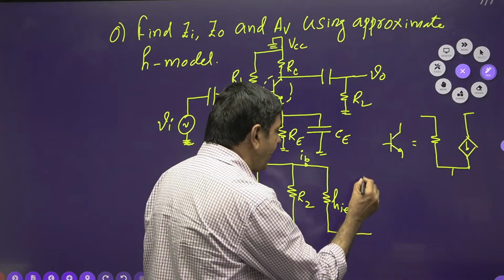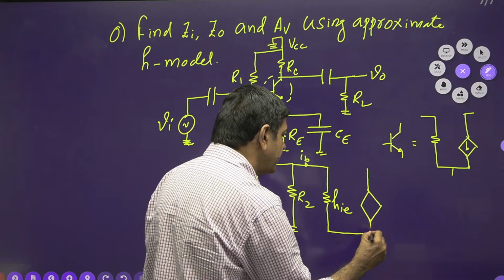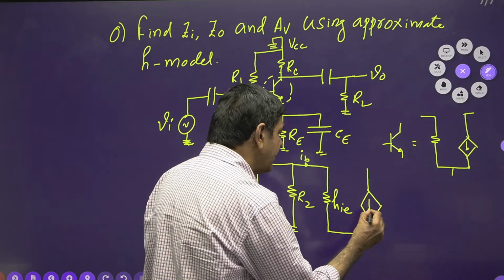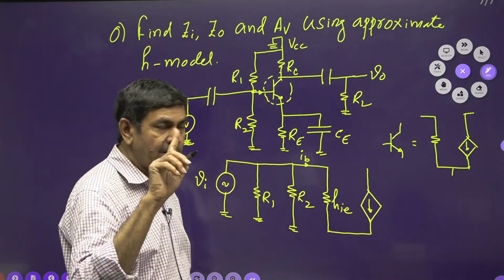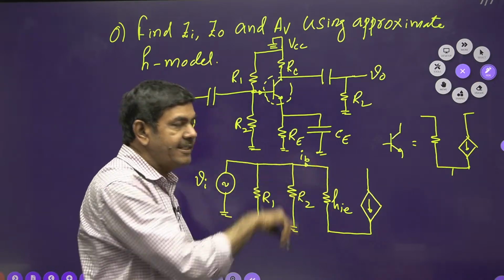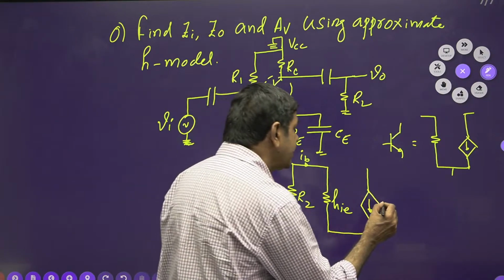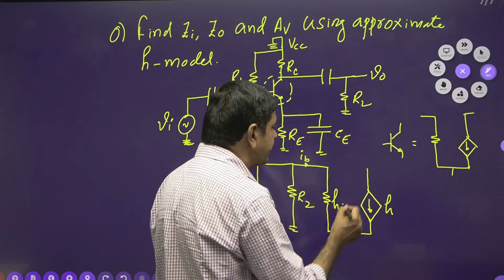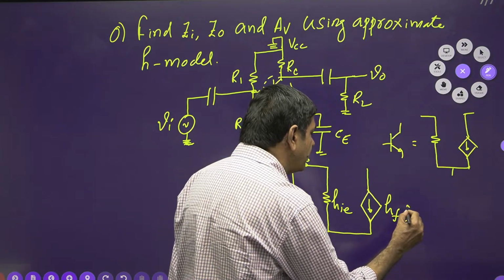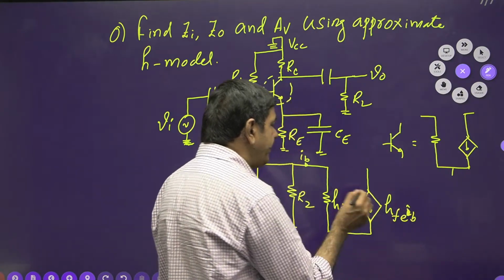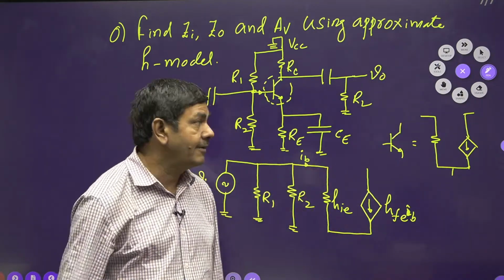Along with HIE, you must also connect a current source. This current source depends upon the base current, which we had taken as I1. Here I give it HFE. It is a common emitter configuration, that's why we are using E. So HFE into IB, because the base current is in the place of I1.